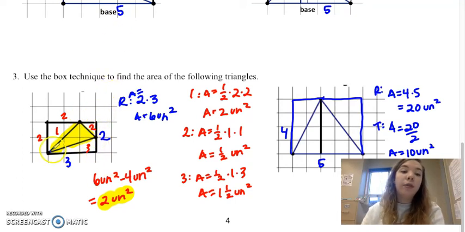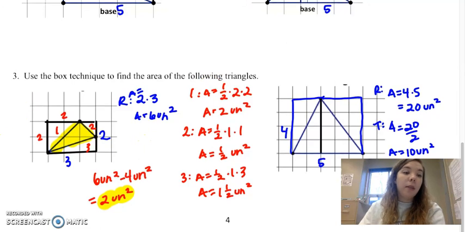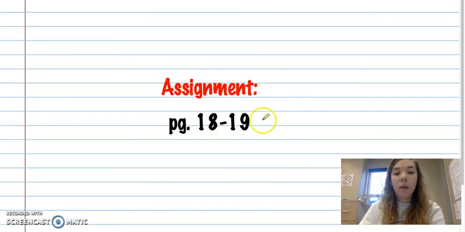You could also use the distance formula to find your two sides and then take 1/2 base times height. But even though this looks like a lot of work, it is faster than the distance formula, I would say. All right, so that's how we do that type. Your assignment for today is pages 18 and 19.